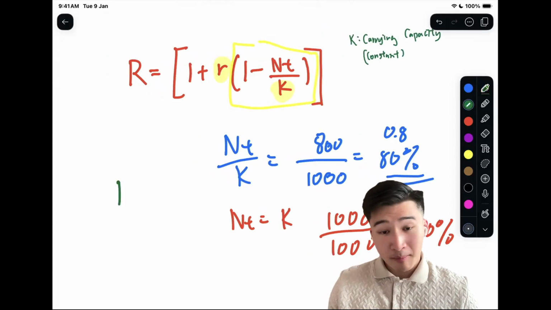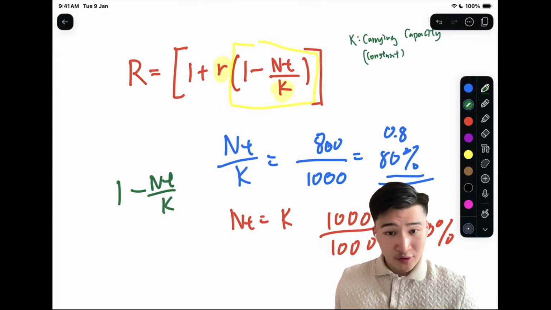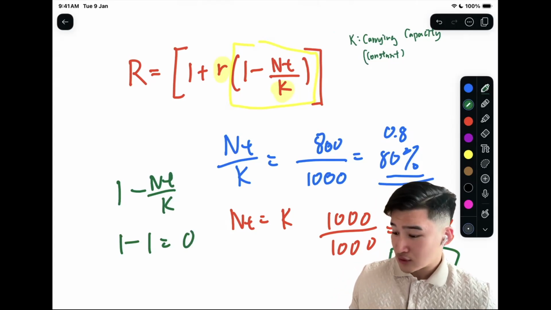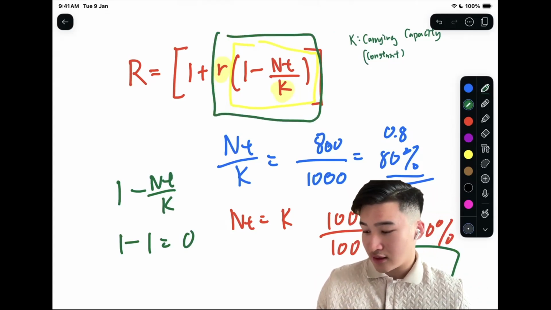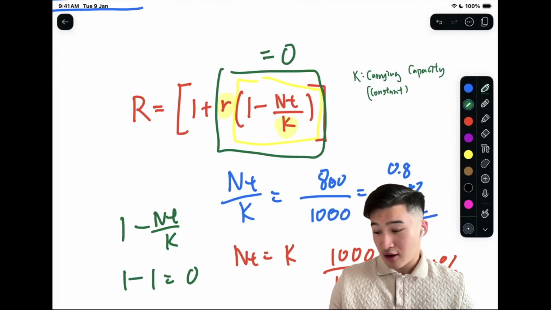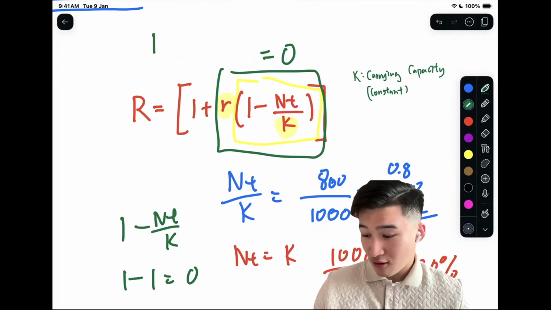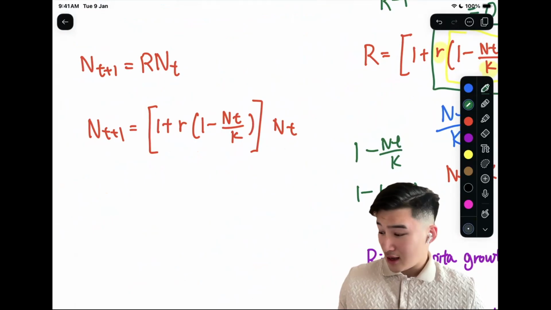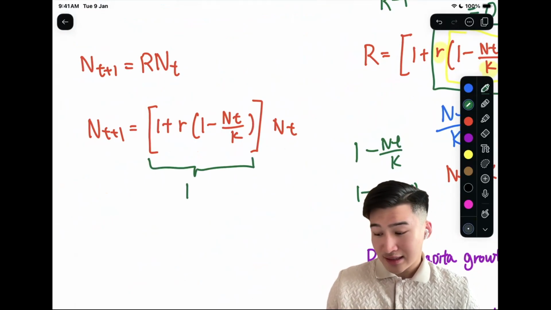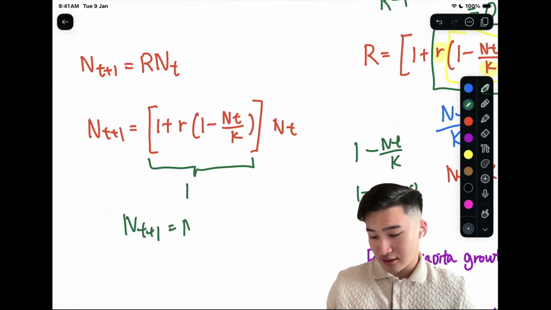We have 1 minus the fraction NT over K. If NT over K is 1 in total, then you have 1 minus 1 equals 0. So the entire thing here is going to be equal to 0, and then R is going to be just equal to 1. If we know that R is only equal to 1, then this entire thing is again going to be equal to 1. So NT plus 1 equals 1 times NT. That simply means NT plus 1 equals NT.